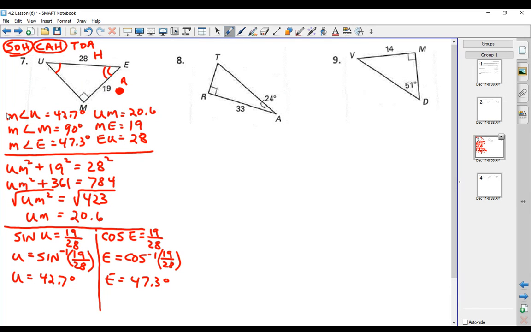I do want to remind you that you should not use found measurements in your calculations. In other words, once you find a measurement, write it down, but don't use that measurement to find other measurements, because if you've made a mistake, then you're going to end up making another mistake when you use that in a calculation to get something else. So always use your original measurements. All right, let's look at example number 8.